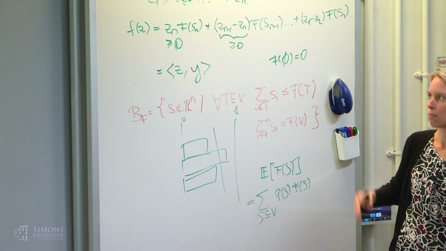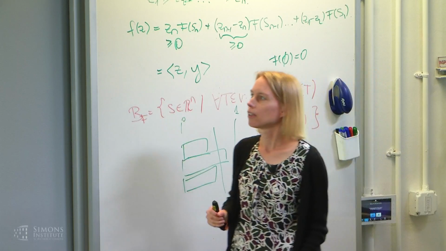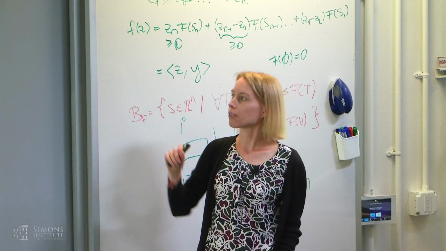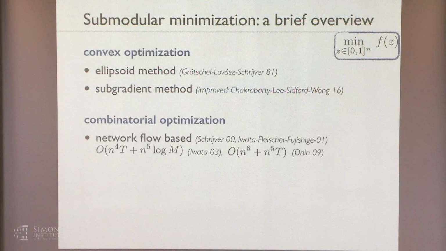Okay, so let's go back to the overview. We have our extension, we have the convex relaxation. How to optimize it? There's various different ways. You can use convex optimization methods. You can actually also use combinatorial optimization methods, which was essentially motivated by the fact that, say, minimum cut or so are special cases of submodular minimization, and we have good combinatorial algorithms for them.